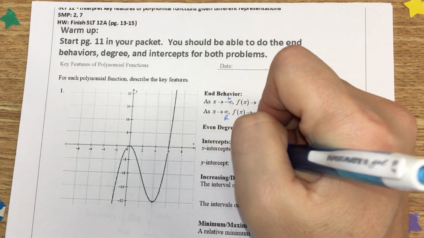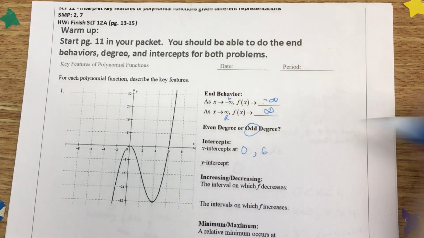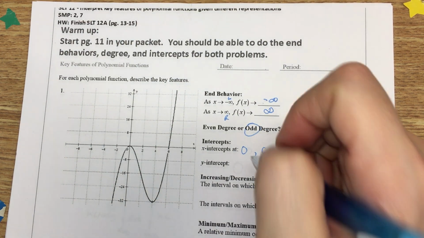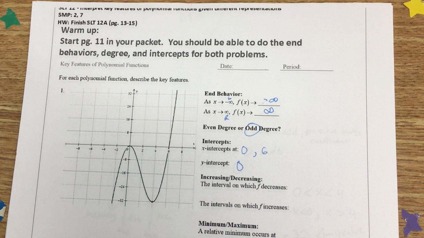I see I've got x-intercepts at 0 and 6. Notice I'm not putting those in parentheses because I don't want them to look like an ordered pair. I have a y-intercept at 0.